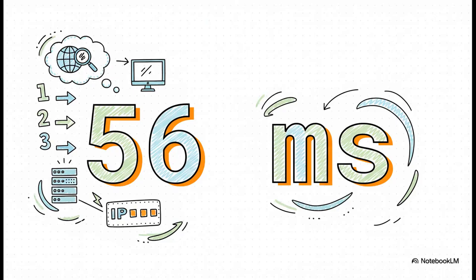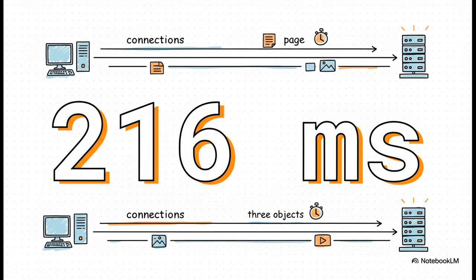Let's actually put some numbers on this, using an example from our source material. So first off, just finding the IP address with DNS, that whole 3-step dance we talked about, takes about 56 milliseconds. Okay, now let's add in the time to actually get the page and those 3 images using that old non-persistent HTTP method, where you have to set up a new connection for everything. The total time just explodes to 216 milliseconds.